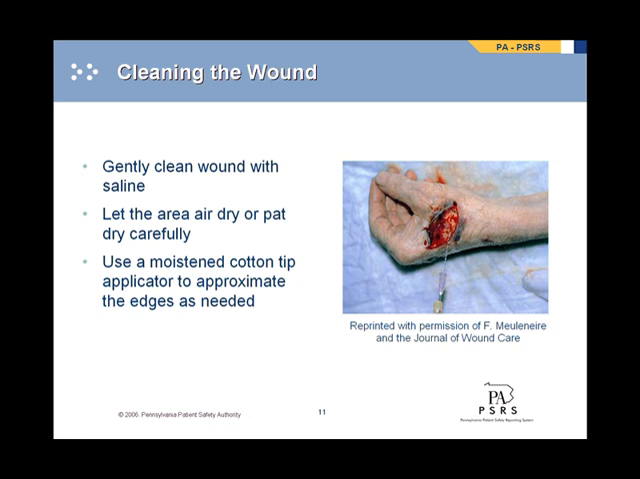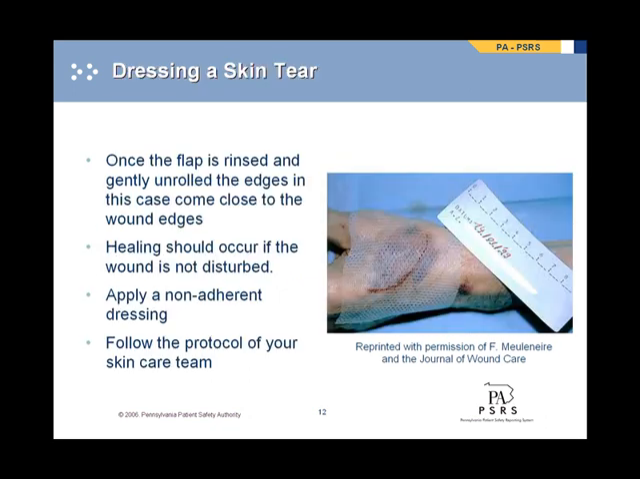Often, as in this picture, the flap skin curls or rolls up. When a flap exists, consider using a moistened cotton-tipped applicator to gently unfold the tissue to approximate the edges. Once the flap is uncurled, the tissue should granulate together if protected from disruption or further injury. Apply a non-adherent dressing as shown here, or a petroleum-based ointment and steri-strips can be used. Follow the protocol as recommended by your facility skin care team, as availability of products varies from one institution to another.